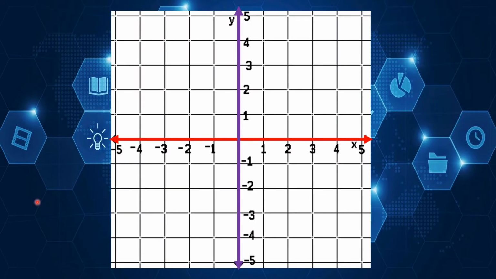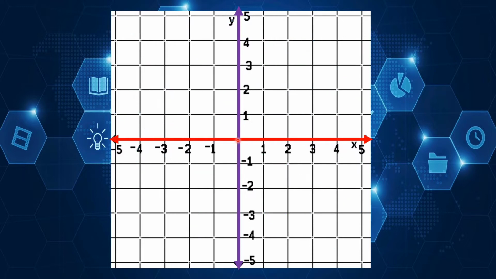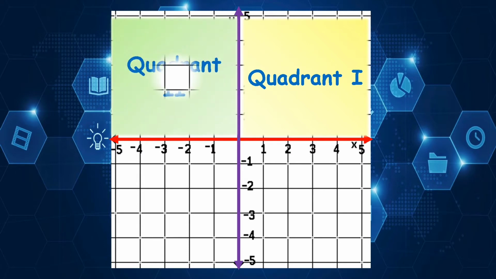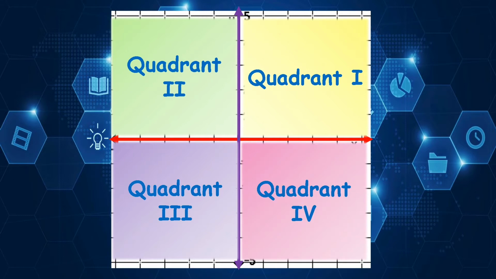The point where the two axes intersect is what we call the point of origin, or origin. The intersecting x and y axes divide the coordinate plane into four sections. These four sections are what we call quadrants. Quadrants are named using Roman numerals. This is quadrant 1, quadrant 2, quadrant 3, and quadrant 4. Quadrants should not be interchanged.